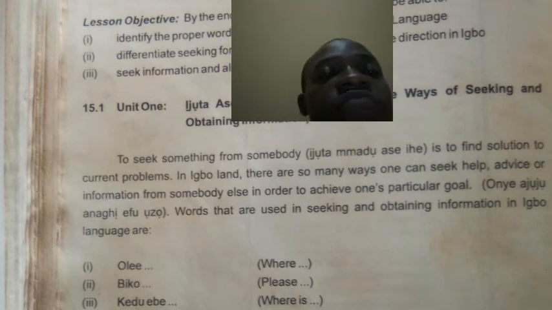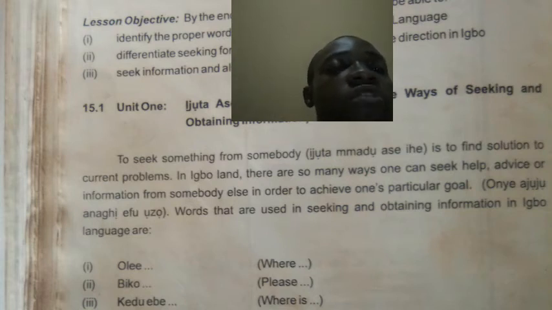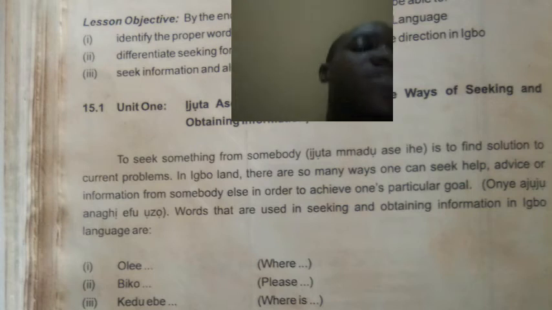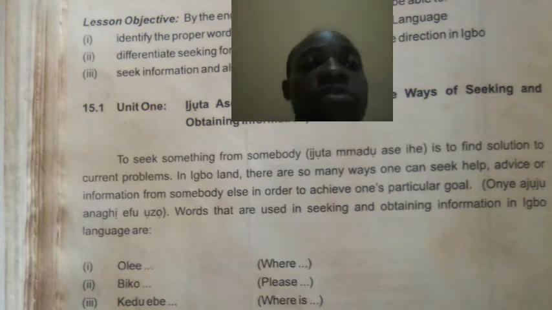Okay, to seek something from somebody, that is Ijuta mmadụ ase ihe, is to find solution to current problems. In Igbo land, there are so many ways one can seek help, advice, or information from somebody else in order to achieve one's particular goal. Onye ajụjụ anaghị efu ụzọ. That is, the person that loves to ask questions cannot miss road. Yes, that's what that means.